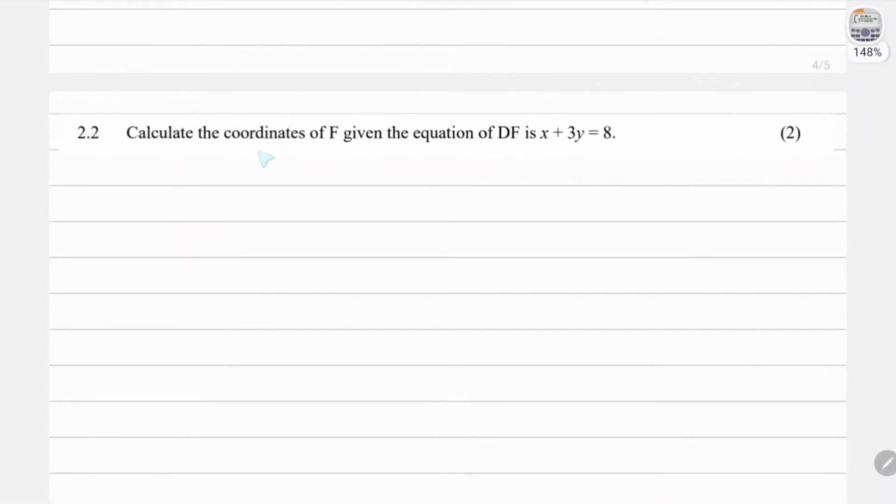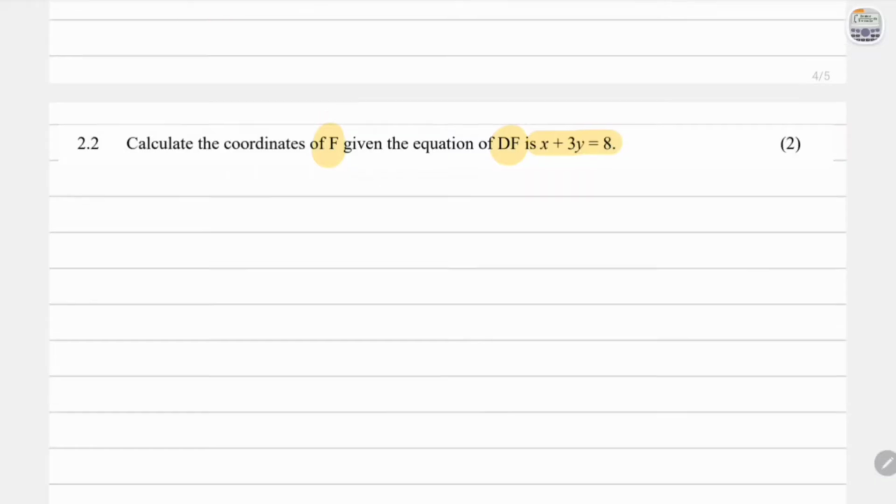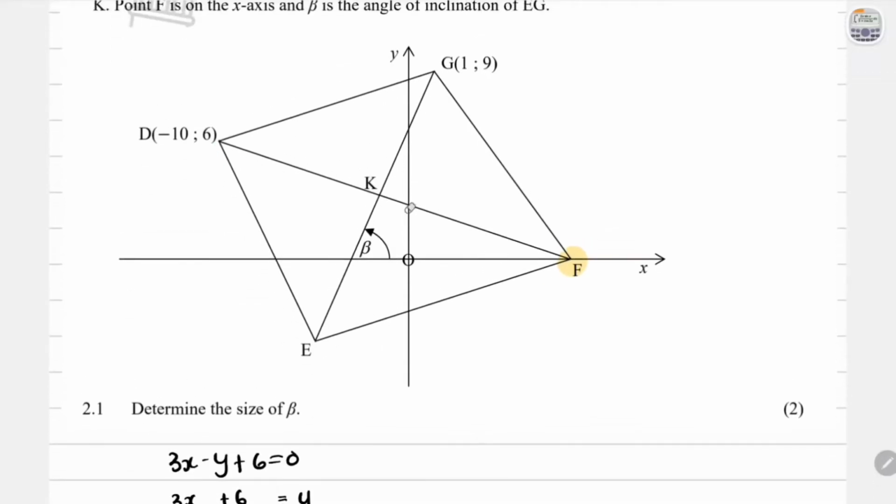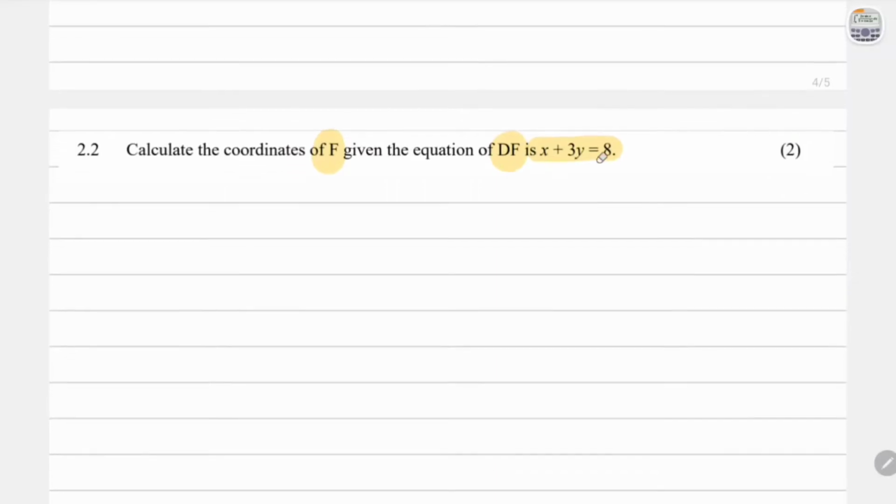The next question, 2.2, says, calculate the coordinates of F, given that the equation of DF is x plus 3y equals 8. Let's look at F. F is here, and F is on what? It's on the x-axis, so it is an x-intercept. In order to find an x-intercept, you just have to make y equal to 0. They already gave us the equation of DF, so you don't have to stress and put this in standard form. Just make y equal to 0.